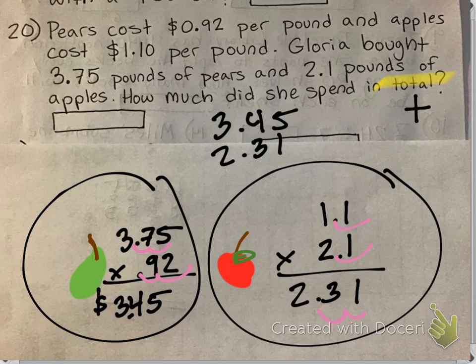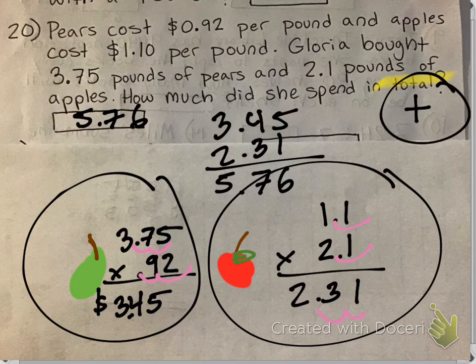345, 231. We get 675. So our answer is $5.76. We know that we have to do that addition in the end because they're total. And we have to find out how much she paid. And you pay per pound. Remember, per means each. So, same thing that we do here.